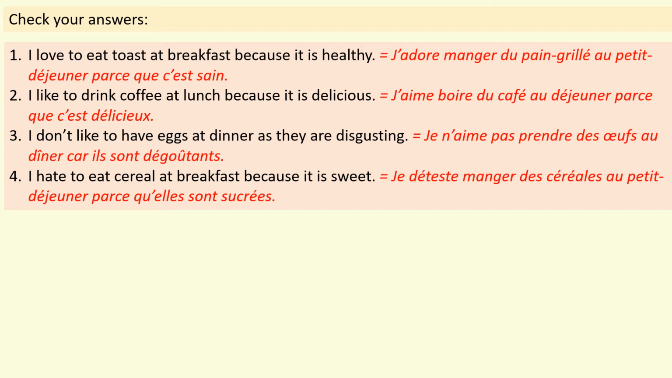And then finally, numéro 4, je déteste manger des céréales au petit déjeuner parce qu'elles sont sucrées. For this one, make sure you've got your accents on déteste, your 2 on céréales on the first 2 E's, your accent on the E of déjeuner, of petit déjeuner, and then make sure you've used elles sont because cereal is feminine and plural, and sucré therefore is spelled S-U-C-R-E with an accent and a second E and an S. Well done, Year 8. Pause to correct anything you need to or to tick that now.